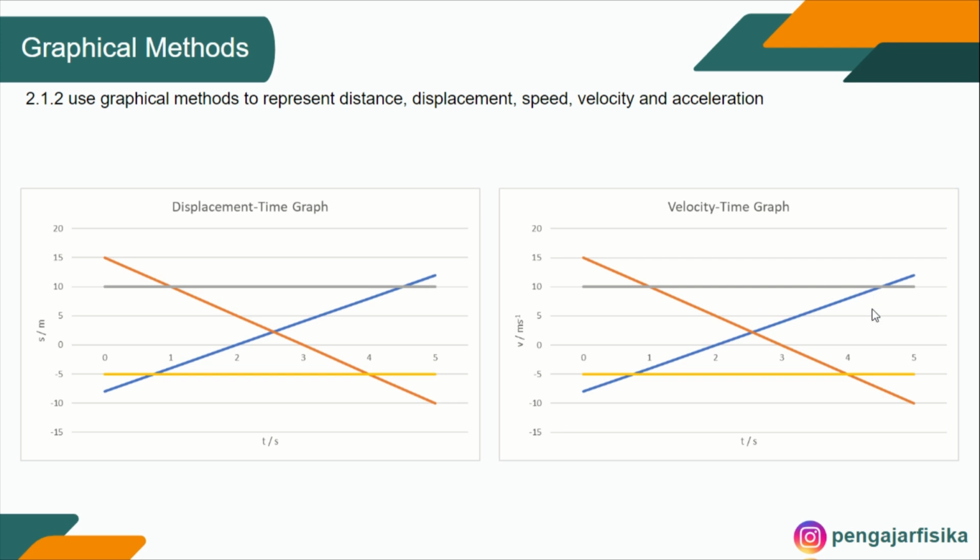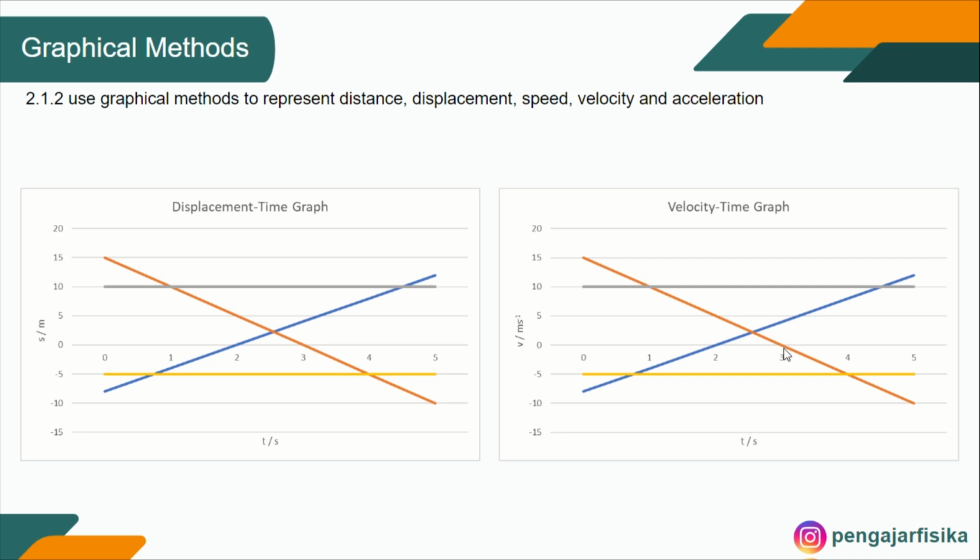What about the orange one here? For the orange one, before the time equals 3 seconds, the velocity is positive. It means the object is moving to the right. But the value is decreasing from 15 to 0. It means from 0 to 3 seconds, the object is moving to the right with deceleration.